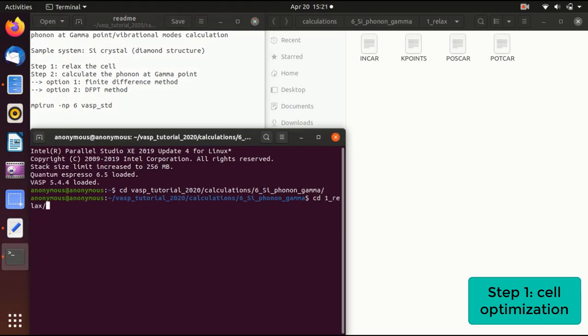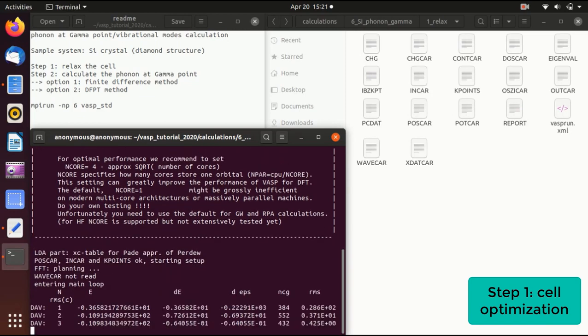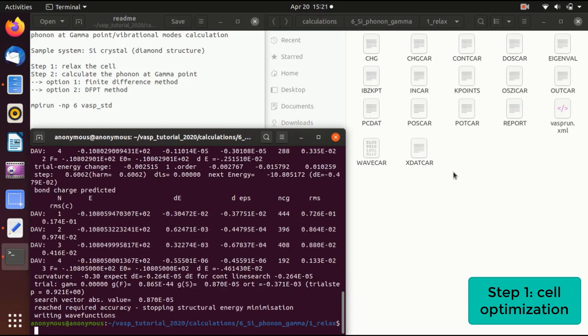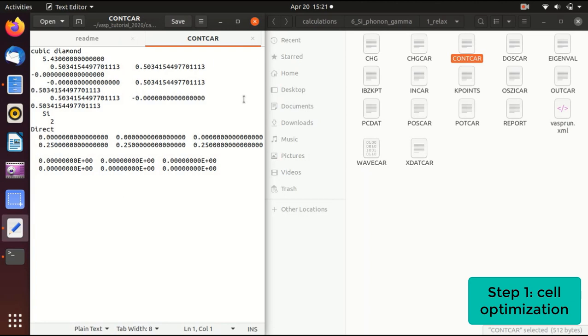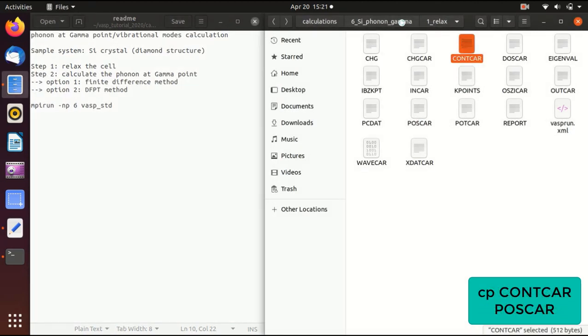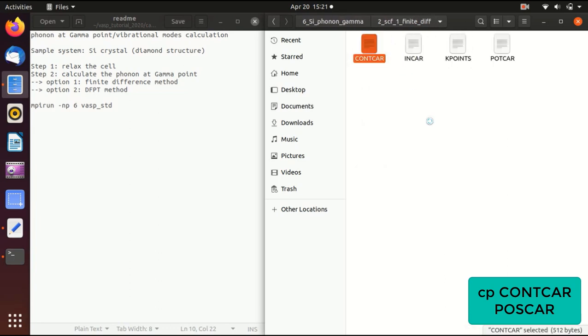So we go to the folder and run the code. Okay, it is done. It should be quite fast. Among all of the output files, the one that is very important is CONTCAR. CONTCAR encodes the relaxed structure, the final positions. So what we do is copy CONTCAR, and then go to the second step and change the name to POSCAR. Yeah? So we use the relaxed structure as the positions for the second step. And then we also copy this POSCAR to the second option of step 2.